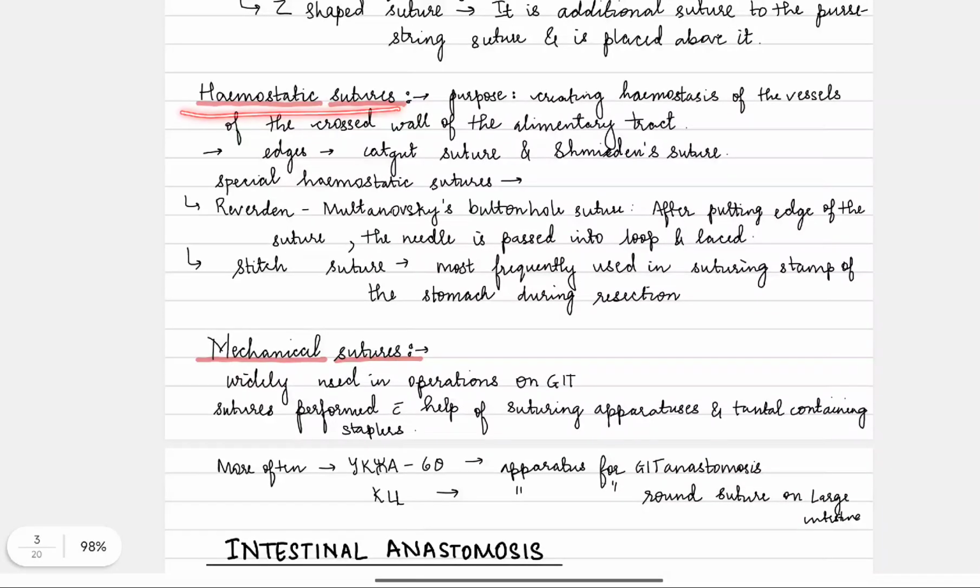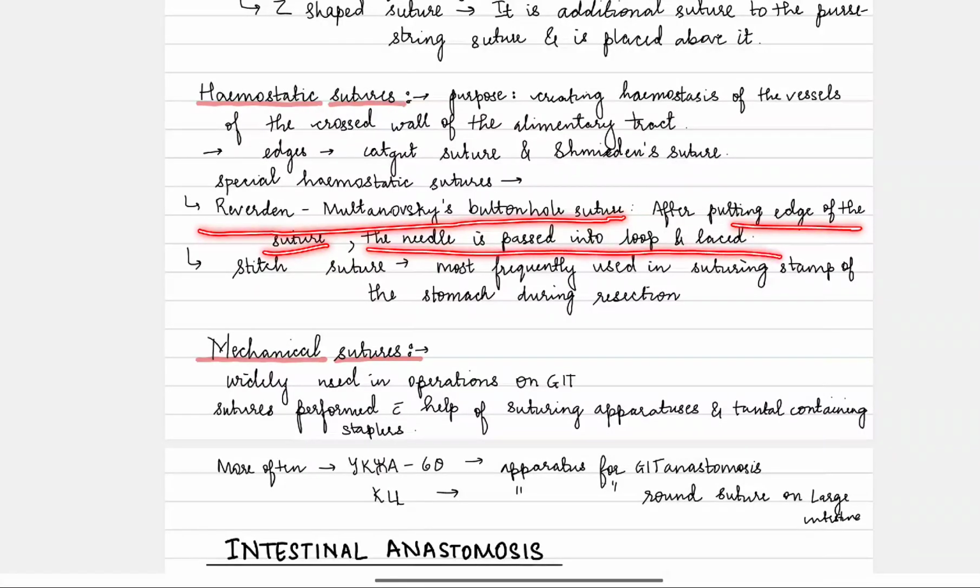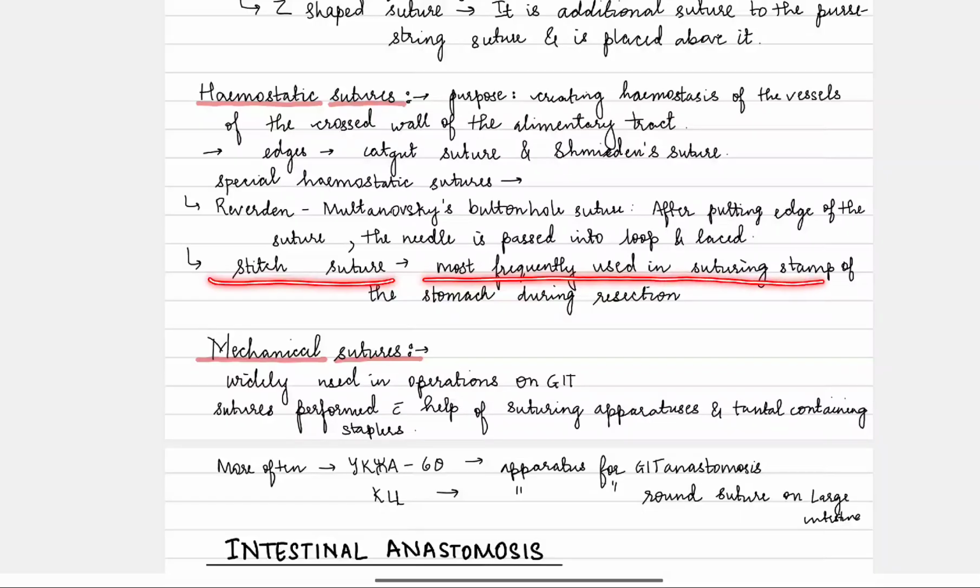Next is the hemostatic suture. It is done for creating hemostasis of the vessels of the cross-section wall of the alimentary tract. Edges are sutured by catgut suture and Schmieden's suture. Special hemostatic sutures include Reverdin's and Multanovsky's buttonhole suture. After putting the edge suture, the needle is passed into the loop and laced. Stitch suture is most frequently used in suturing the stump of the stomach during resection.